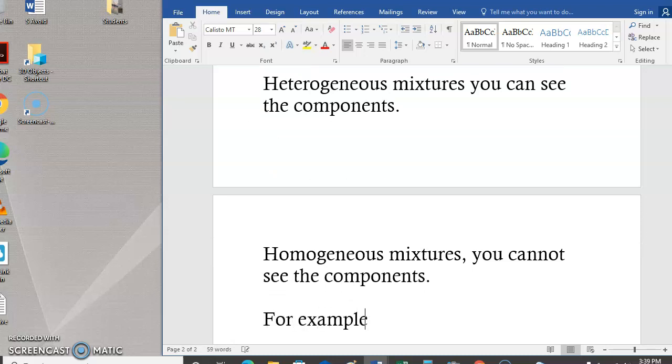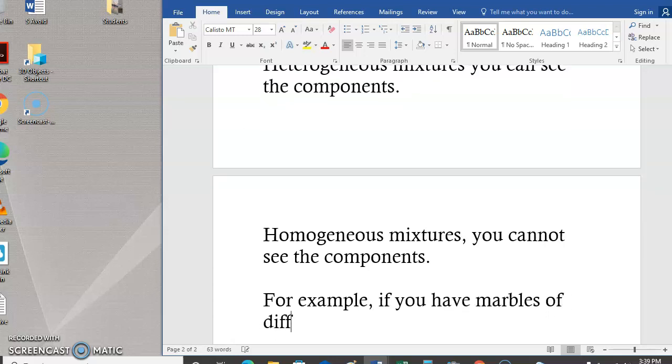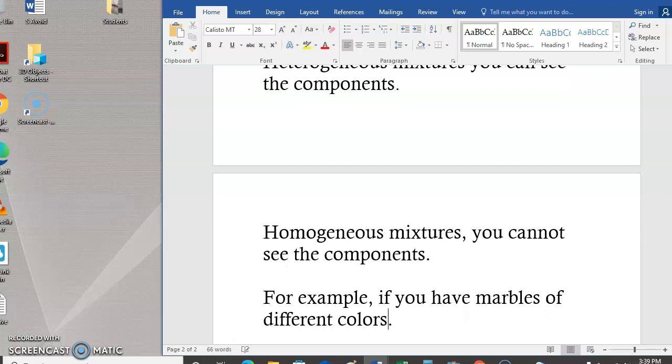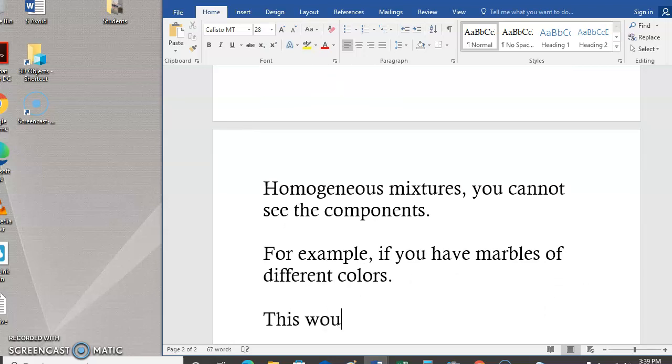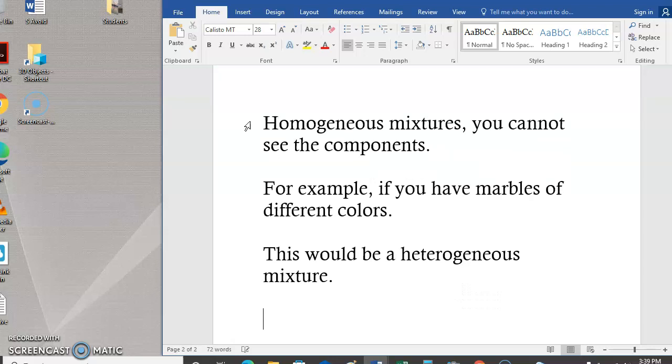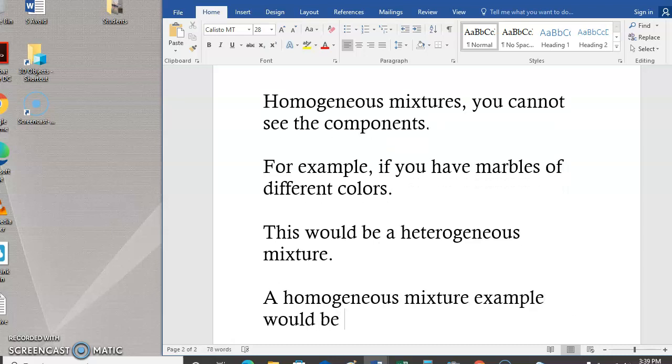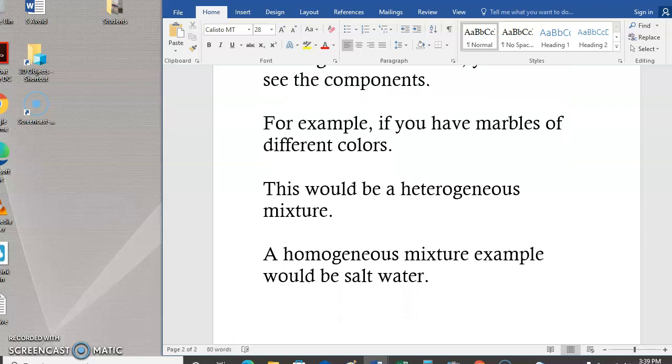For example, if you have marbles of different colors, this would be a heterogeneous mixture. A homogeneous mixture example would be salt water. Now, this is what we covered yesterday.